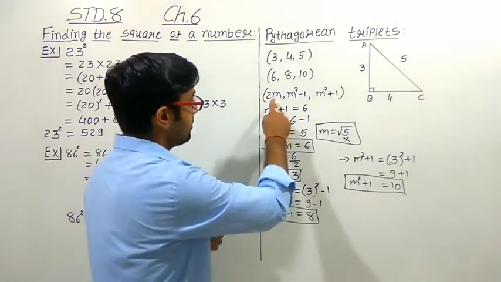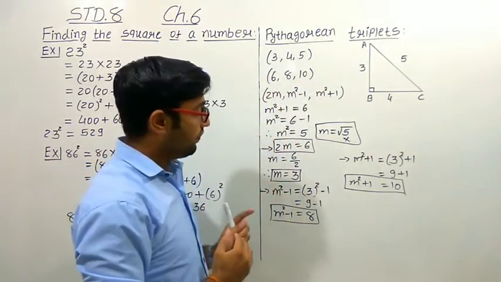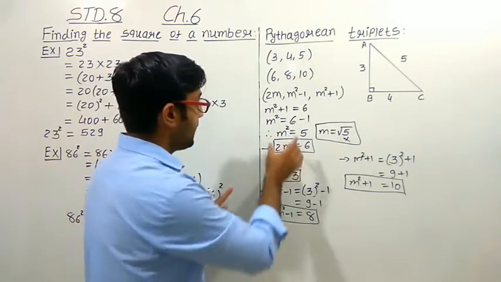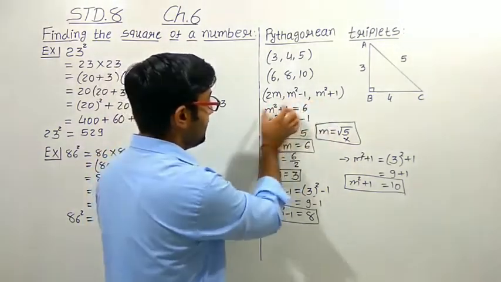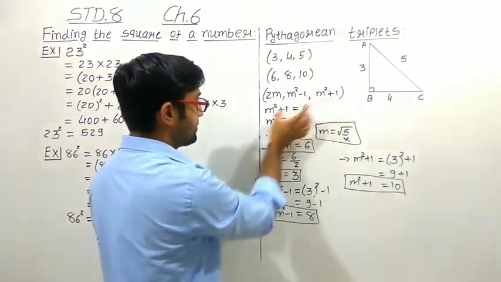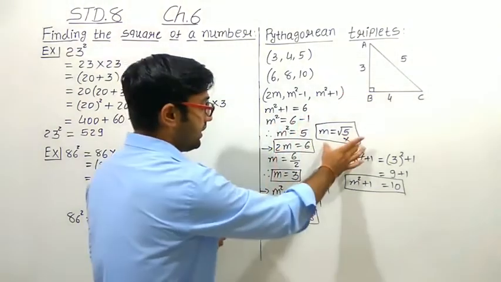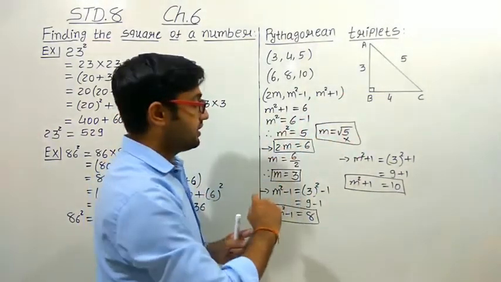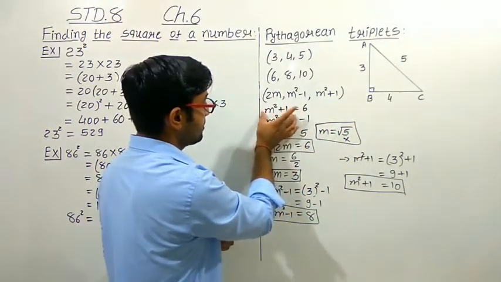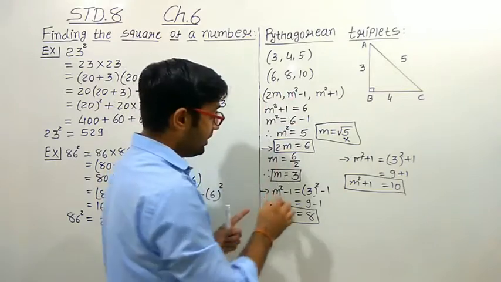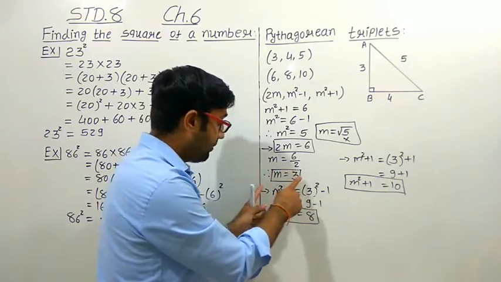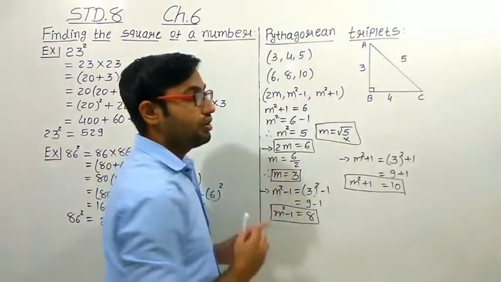If out of the three members we are given only one member, then we can find the other two members by comparing any of the expressions with the given number. Suppose we are given 6. First of all we compare it with m square plus 1, but we do not get m as a natural number. So now we have to change. Now we compare this 6 with another expression, 2m. Here we get m equals 3. So now by considering this value of m, we can find the other two numbers.